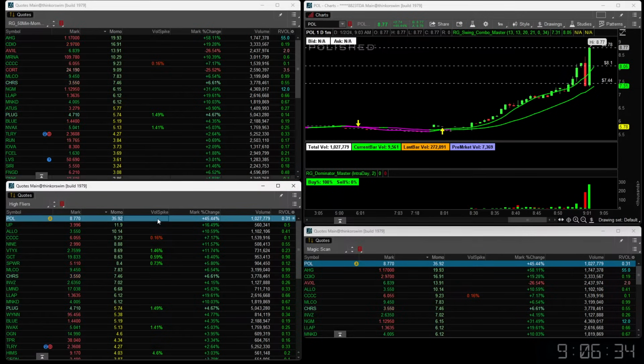We played POL recently. There's the support and resistance levels already set. It is halted up there at the top resistance level.